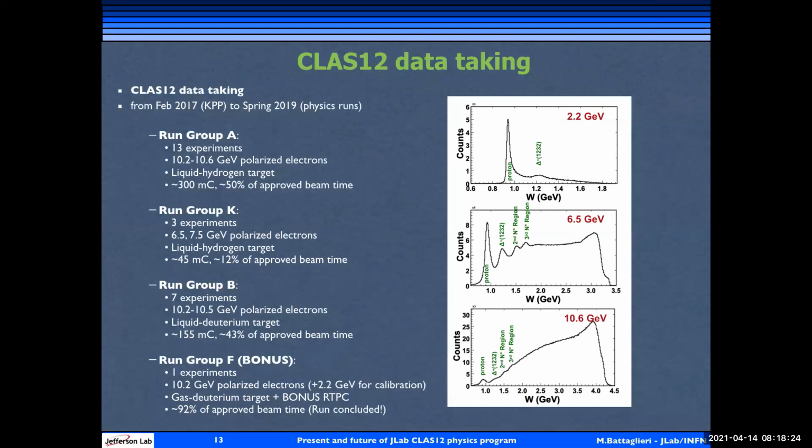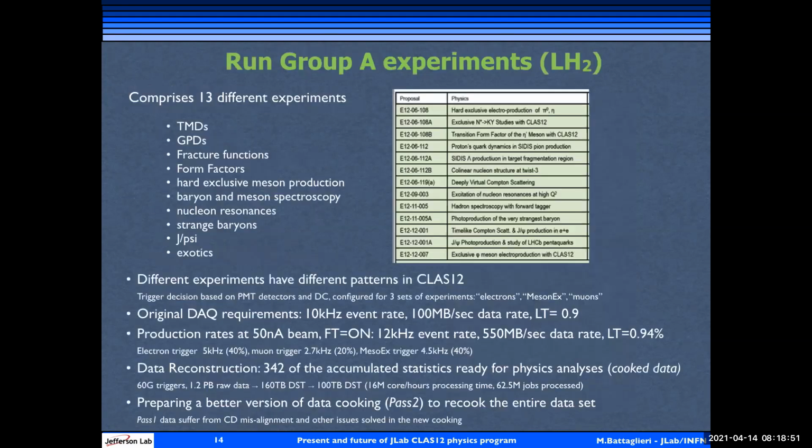Again, just to give you an idea, here is how the nucleon on hydrogen looks different when you run at 2, 6, or 10 GeV. You see, obviously, the physics that is revealed is completely different, from the elastic scattering to the baryon nucleon excitation up to the deep inelastic scattering at large energy. Again, this is just for a liquid hydrogen target.